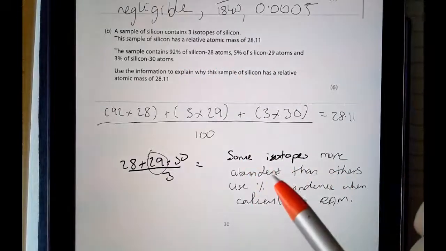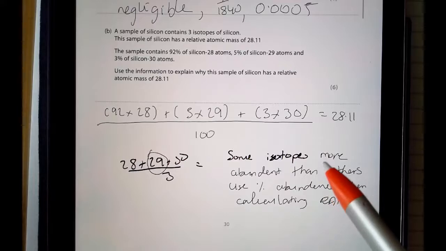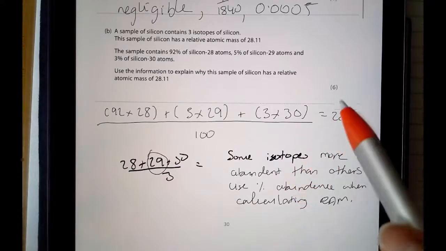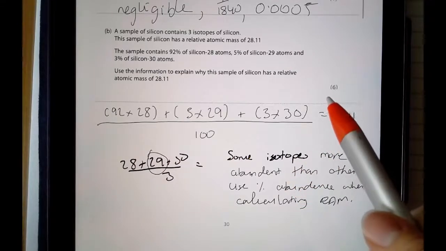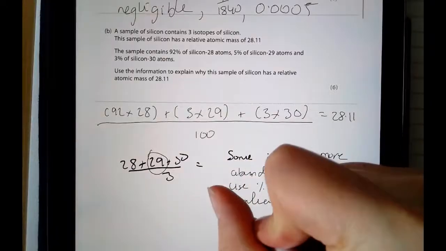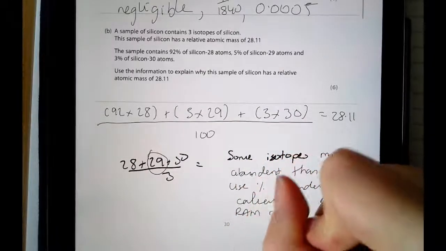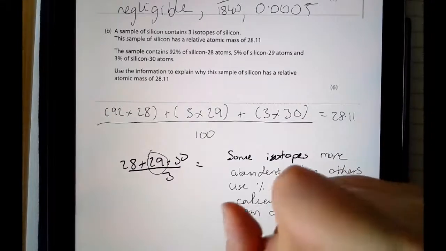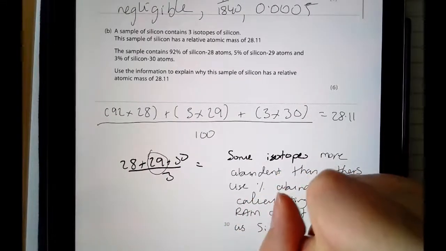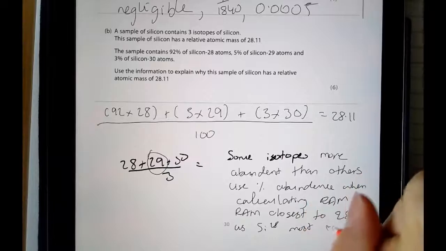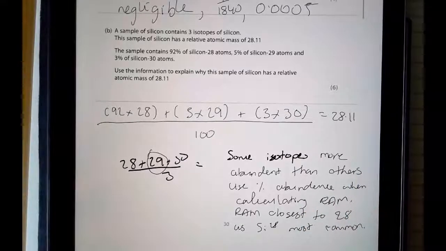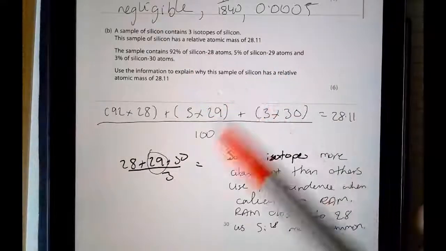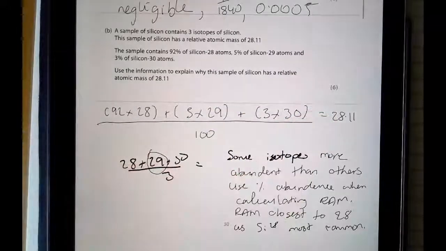So some isotopes are more abundant than others. You use this percentage abundance when calculating relative atomic mass. The relative atomic mass, which I'm going to abbreviate to RAM, is closest to 28 as silicon-28 is the most common. Okay, silicon-28 is most common, therefore it makes sense that your numerical answer at the end is closest to 28.